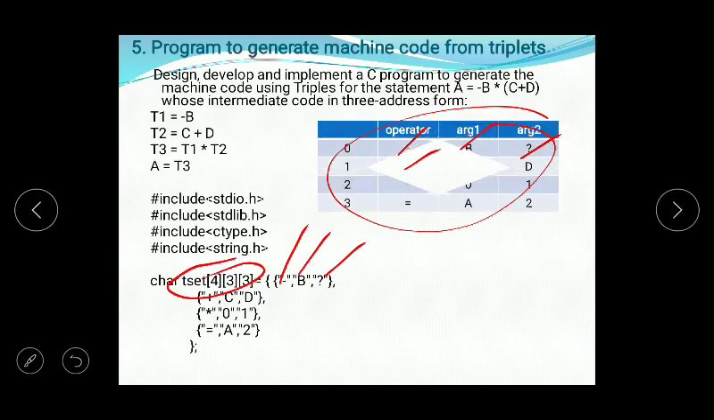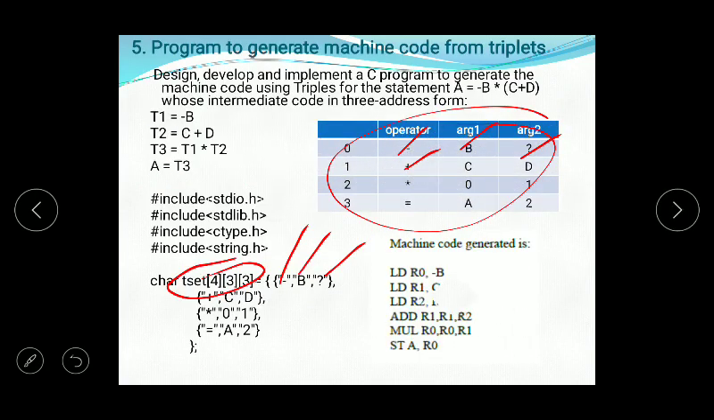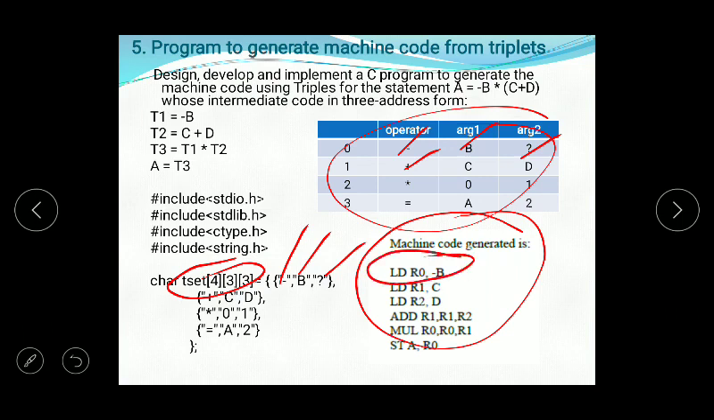Okay, then machine code, how to write. This is the expected output. Machine code generated is like this. First, what we have to do, we can consider any general purpose registers. So first I will load register R0 with the minus of B. Then R1 and R2 I will consider with the values C and D. So I have registers R0, R1 and R2 with B, C and D values.